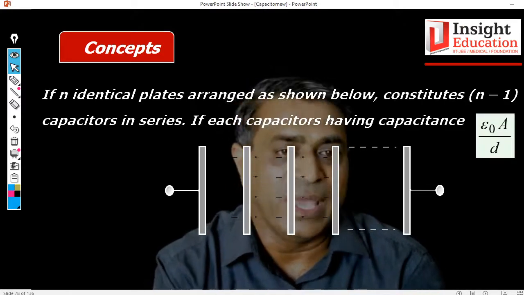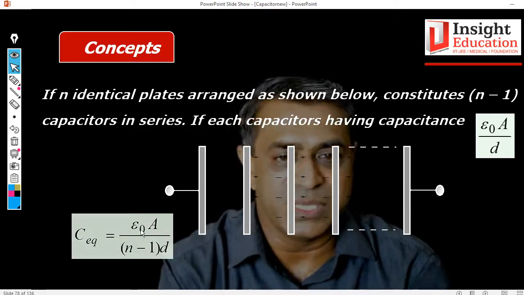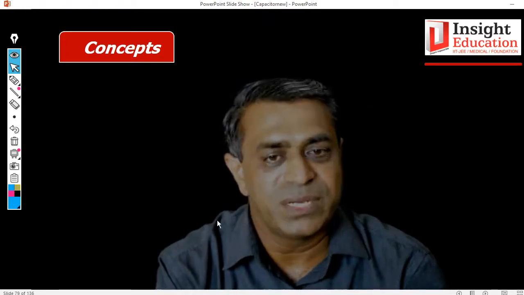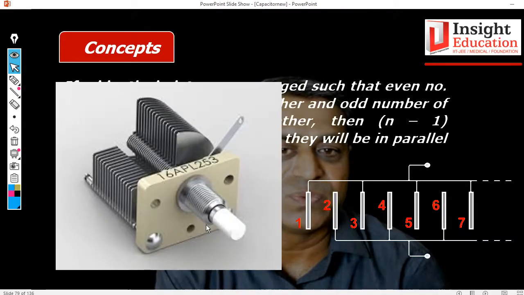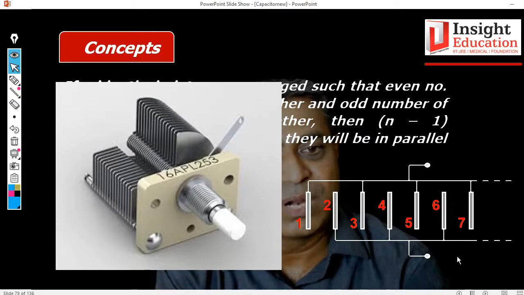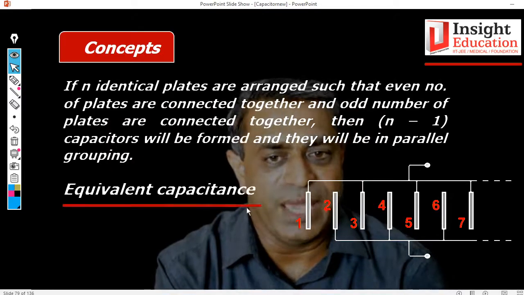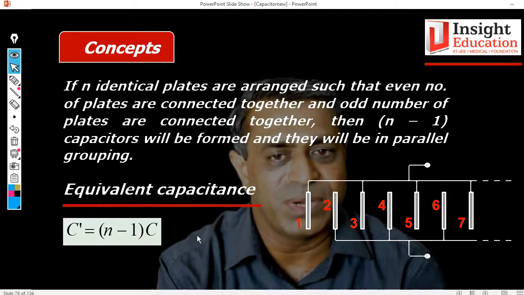If n plates are connected, then all are connected in series. So here it is (n - 1) into C. So all these plates, even number of plates and odd number of plates, are connected. So you can say there are n - 1 capacitors, so (n - 1) into C.